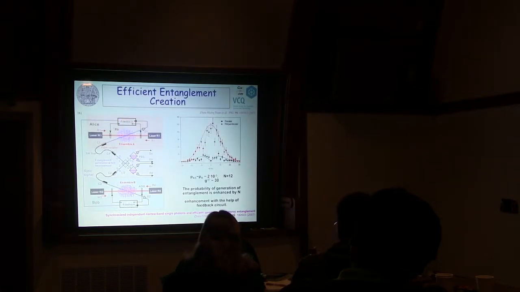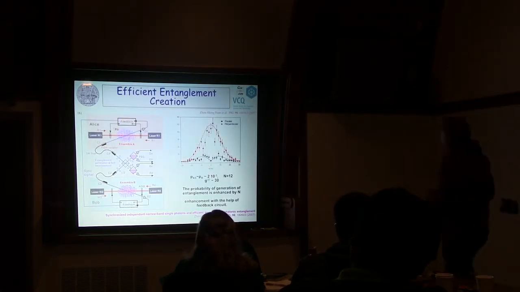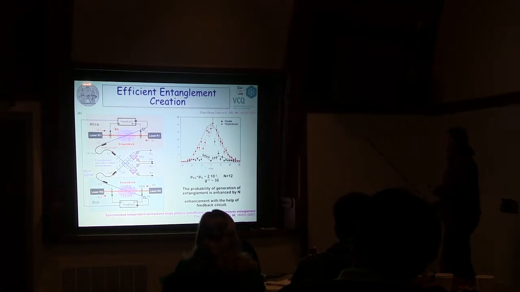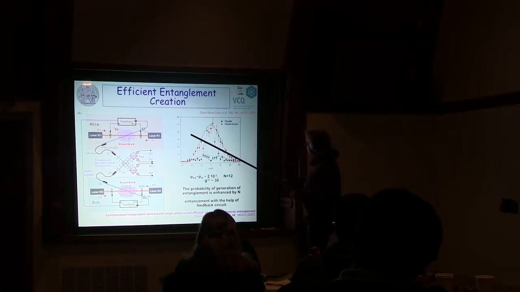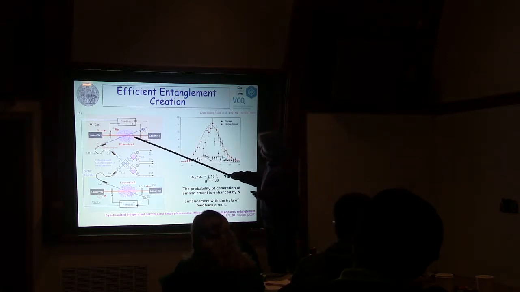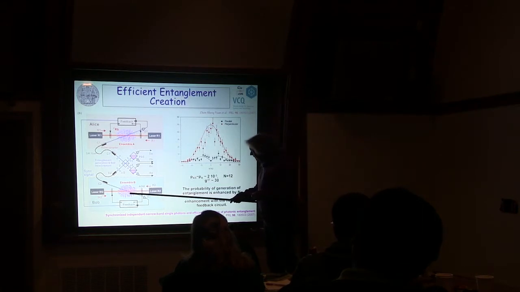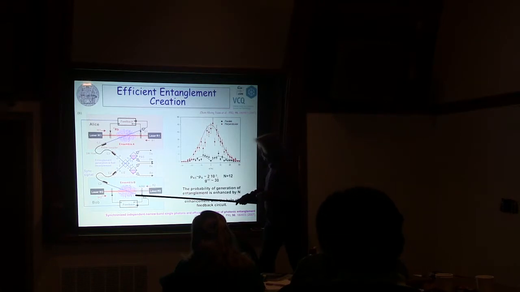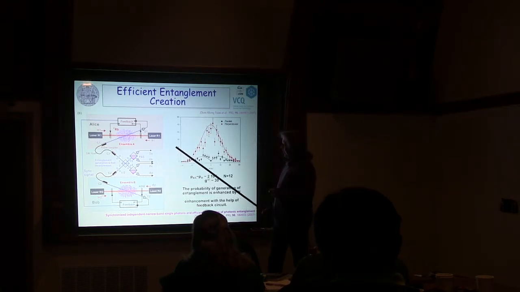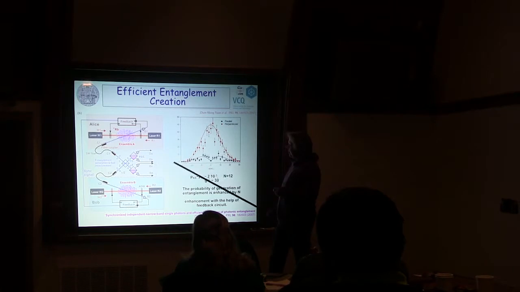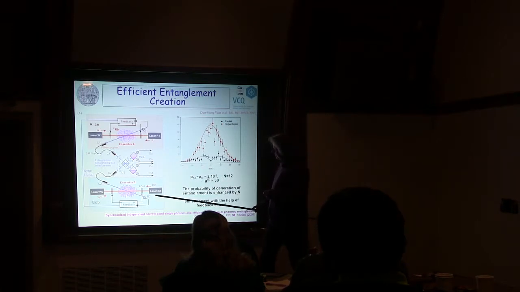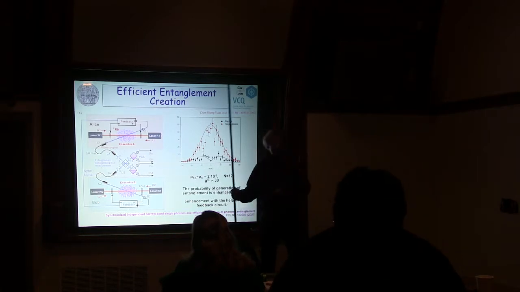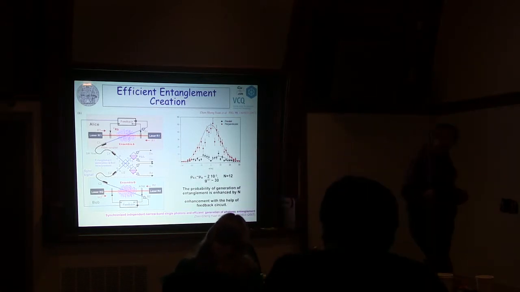Now, how do you create entanglement in a very efficient way? You take two of those ensembles, and you write an excitation in system 1, and write an excitation in system 2. Then afterwards you have an excitation in system 1 and in system 2. You read them out simultaneously and send them on a beam splitter, and you get a Hong-Ou-Mandel interference.